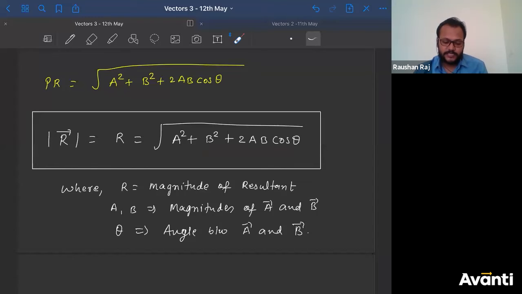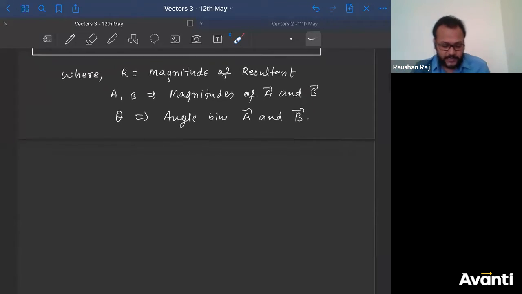Okay. So what is this R? Square root of A square plus B square plus 2AB cos theta. This is the first formula I'm asking you to remember in Q1. It should be completely memorized, it should get into your blood, okay? Let me now explain a little further.